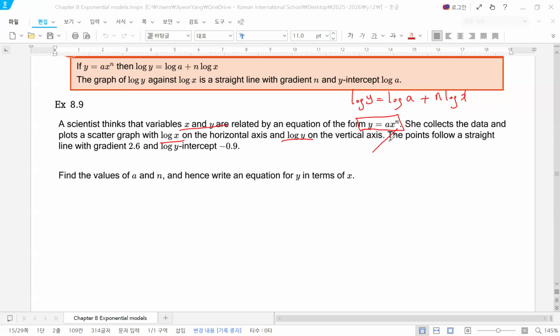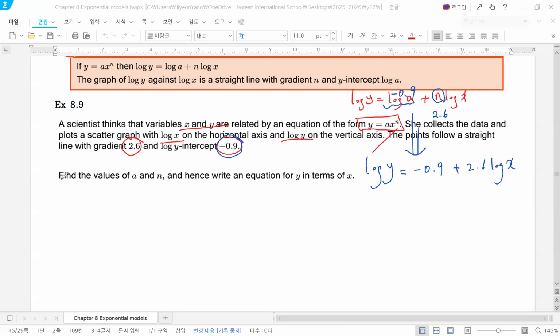The points follow a straight line, shown with gradient 2.6 and log y intercept negative 0.9. So students, simply substitute 2.6 as the gradient, which is here, right? 2.6. And y-intercept, negative 0.9. This one is the y-intercept, negative 0.9. So you can rewrite this equation as log y equals negative 0.9 plus 2.6 log x.